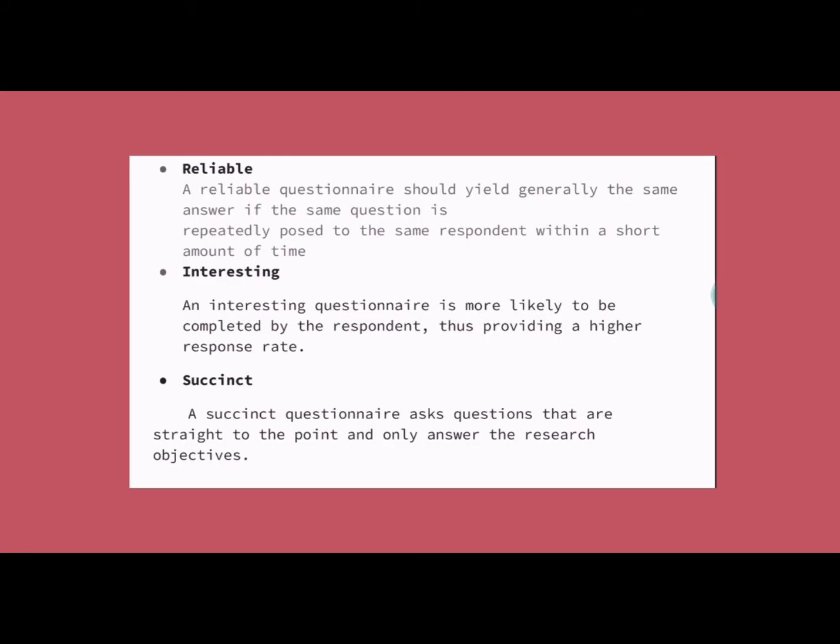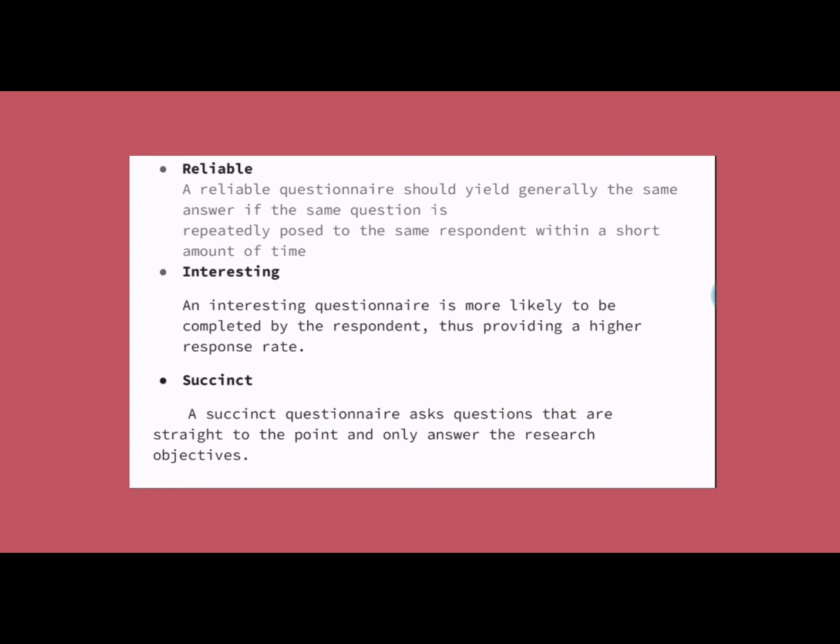So, the second one is reliable. A reliable questionnaire should yield generally the same answer if the same question is repeatedly posed to the same respondent within a short amount of time. So, the questions are the same. Kailangan pareho din ang sagot dahil ipinaulit lang ito sa parehong respondent.